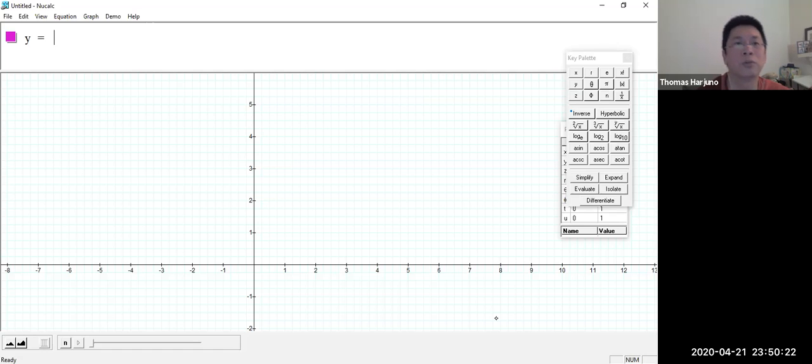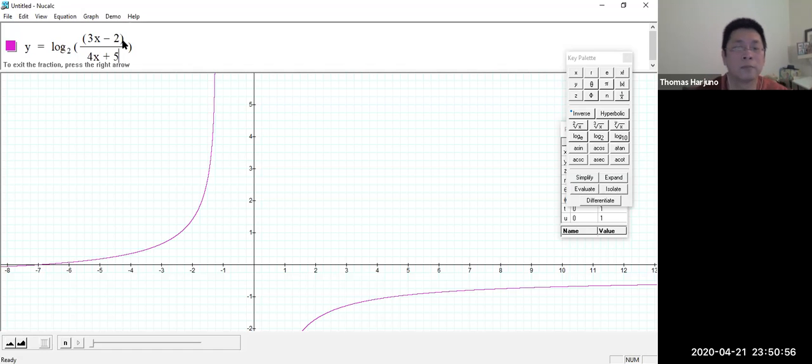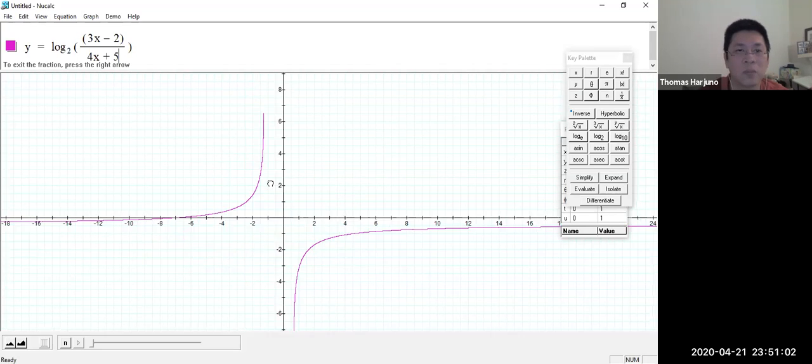What base did I use? I don't remember what base I used. Base b, let's say b is 2. Okay, log base b of (3x minus 2) over (4x plus 5). That's what it looks like.